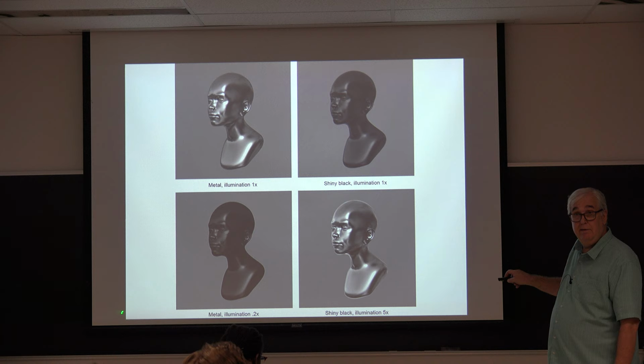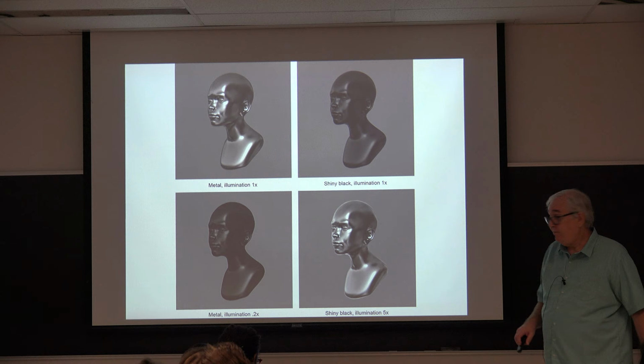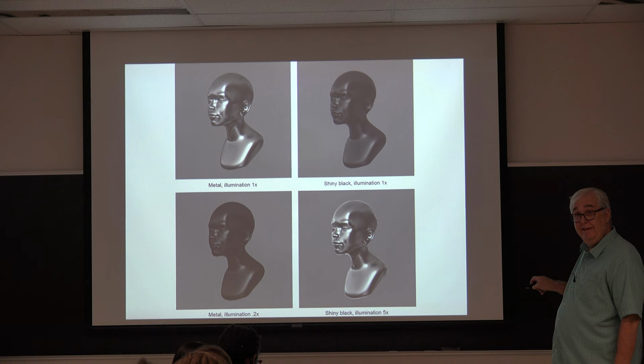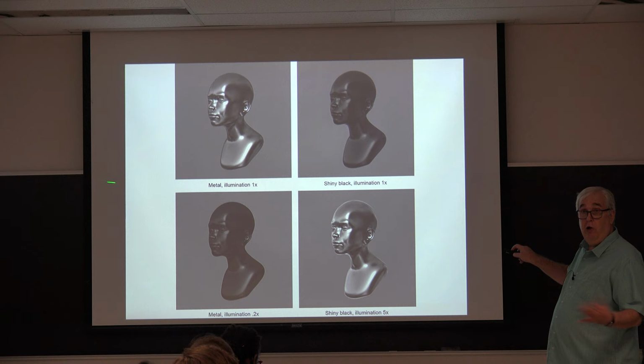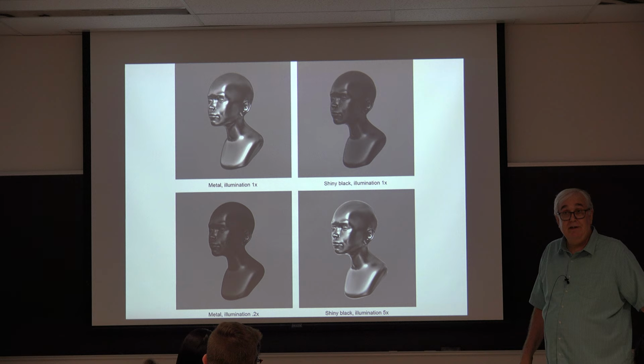And now I'll take this one and I'll raise the illumination by a factor of 5, and we get this. Does that look like metal or shiny black? All right, so I can take the metal one, alter the illumination, and make it look shiny black. And I can take the shiny black one, increase the illumination, and make it look like metal. A pretty powerful effect. Now, remember I told you about that Fresnel effect.